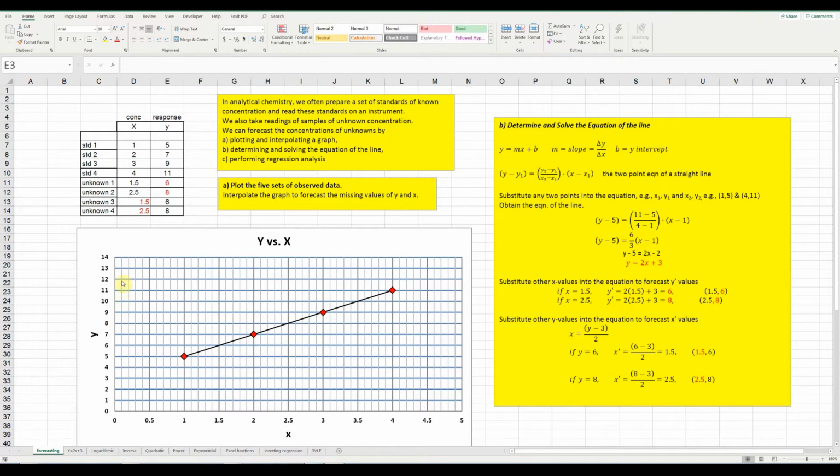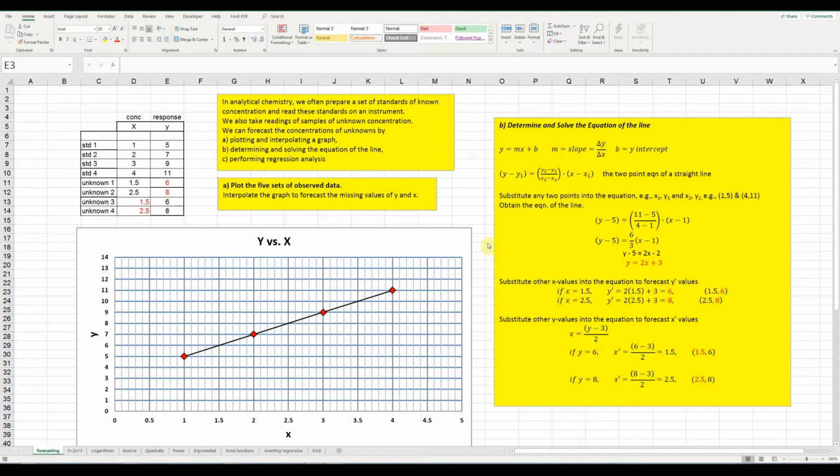Now, more commonly, we measure the instrument response of our unknowns and forecast the concentrations. So, for example, in this sample here, unknown number 3, an instrument response of 6 was measured. What's the concentration? We read the graph and say it's 1.5 ppm. Or here, if an instrument response for unknown number 4 measured 8, we could read the graph and say the concentration of the unknown is 2.5 ppm.